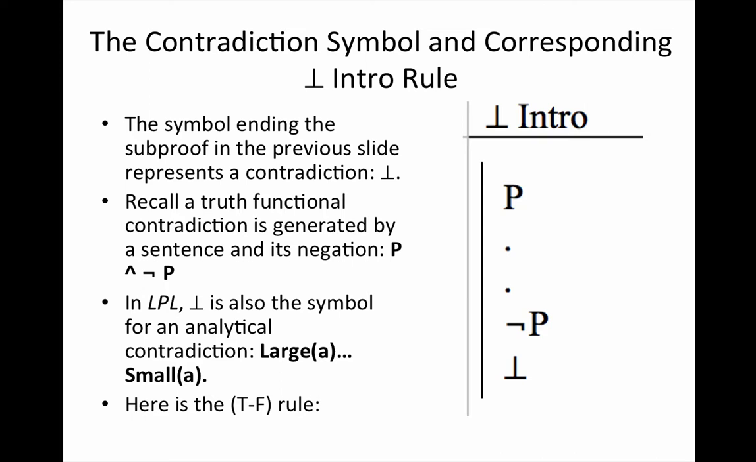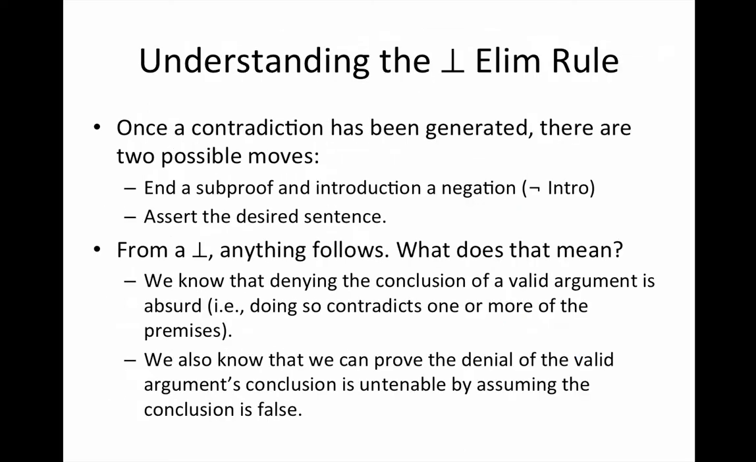Instead, we assert it according to the anacon justification. So we'll see more of this when we get to some practice together. Meanwhile, take a look at the rule before moving on. So we can introduce a truth functional contradiction. We can also eliminate a truth functional contradiction.